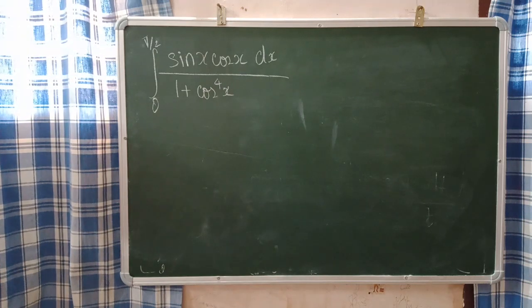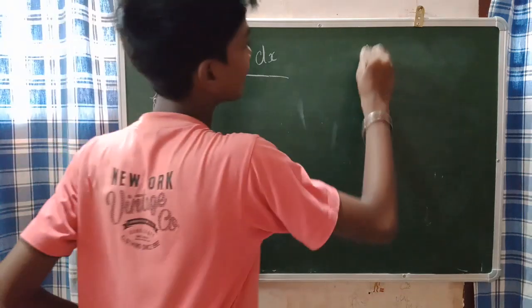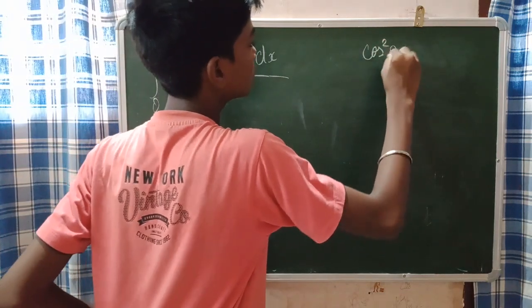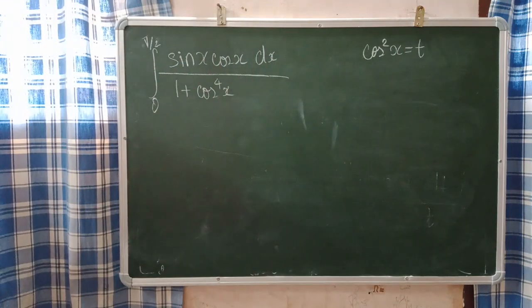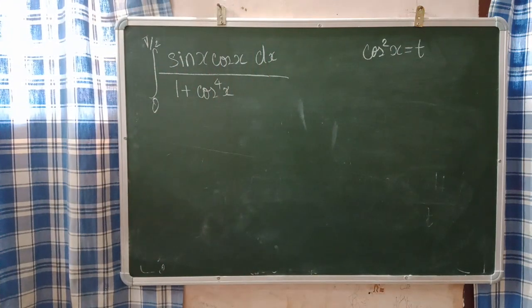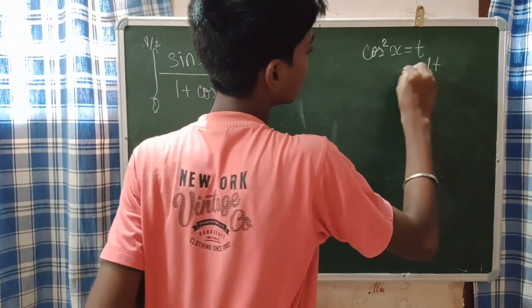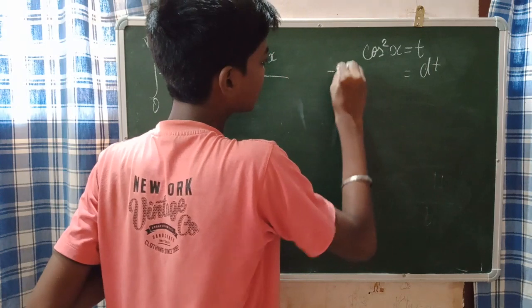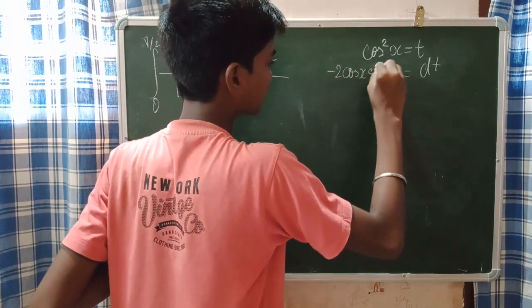Okay. Now I'm going to use the substitution method. I'm going to take cos square x as t. When we take cos square x as t, then dt will be nothing but minus 2 cos x sin x. Correct now?